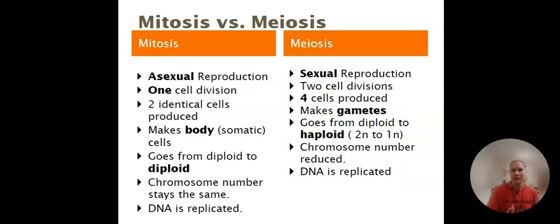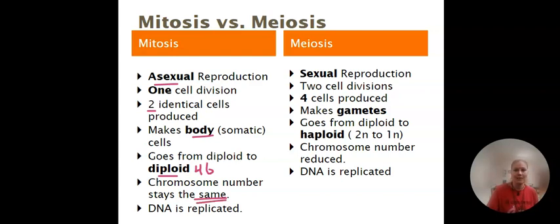So comparing mitosis and meiosis, mitosis is asexual reproduction because there's only one parent involved. You make 2 identical cells, and those cells are your body cells or somatic cells, so lung, liver, heart, spleen, all of that. You have a diploid number of chromosomes, meaning you have a full set. So for humans, that would be 46 chromosomes, because it's diploid. The number is going to stay the same.